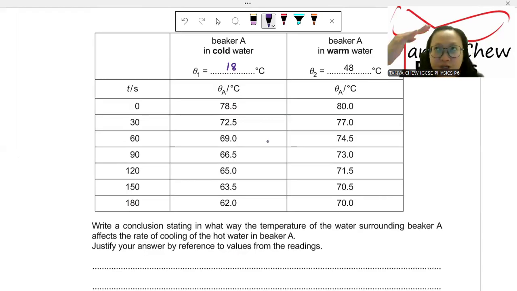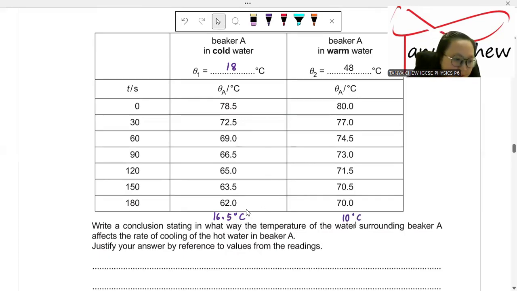So from t equal to 0 second to 180 second, the beaker A in cold water, which is 18 degrees Celsius, has already decreased by 16.5 degrees Celsius. But when the starting temperature is 48, beaker A is in warm water, the decrease in the temperature at t equal to 0 to t equal to 180 second is only 10 degrees Celsius. So I'm going to write that down.